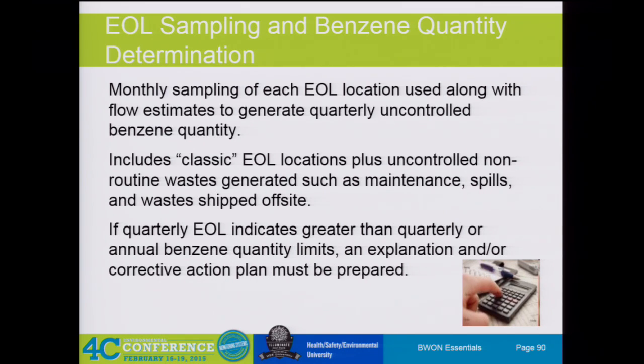include. They're very detailed. So if you go over your quarterly EOL limit, the corrective action plan normally upticks the sampling, to where you're doing a monthly sample, you're now doing it weekly or even daily. So it just kind of depends on your consent decree. So it's very important that you're estimating your end of line correctly.